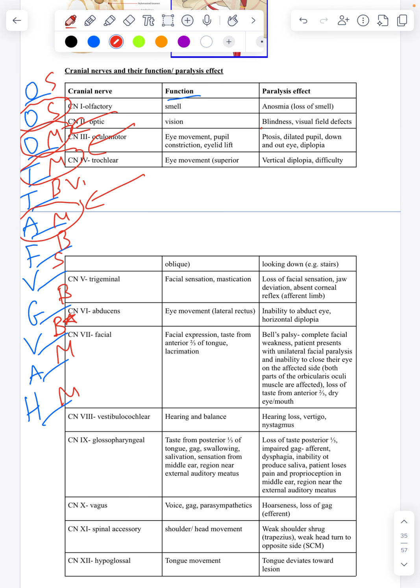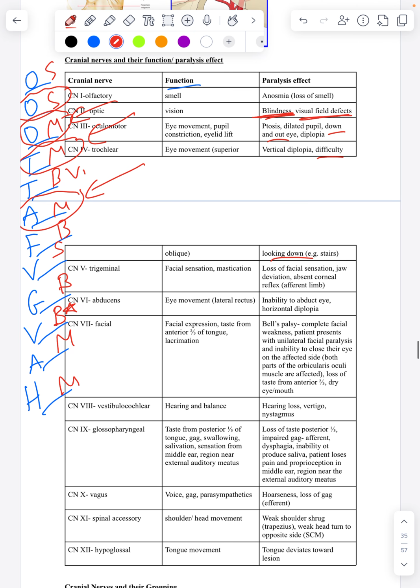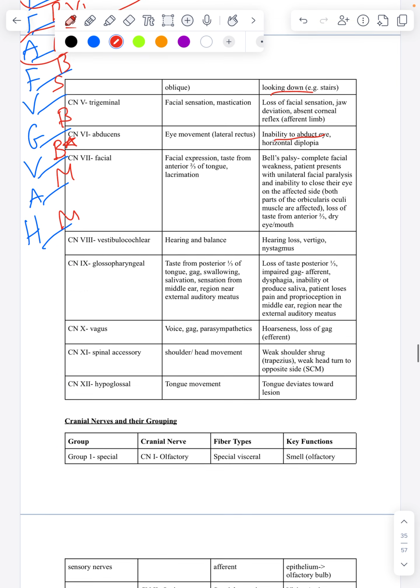So for 2, you would get blindness, visual field deficits. But for 3, you get a down and out eye, so it can only move in a certain direction. 4, you would get difficulty looking down, for example, because your eye can't move in a certain direction. 6, you have an inability to abduct the eye. So hopefully that makes sense.